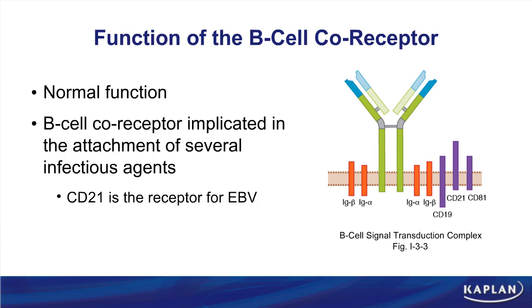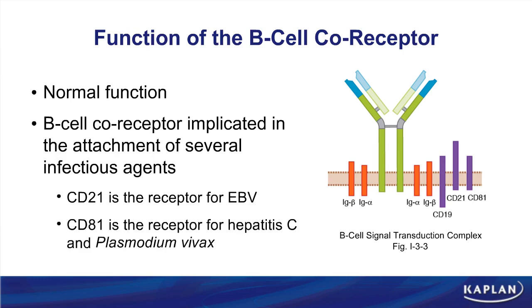CD21 is probably the most high yield, and you really need to know that it serves as the receptor for EBV. That is really the major reason that we see a lot of the symptoms that we do in Epstein-Barr virus, because that virus can get into any B cell regardless of its specificity. CD81 is actually the receptor for hepatitis C virus and also Plasmodium vivax. Although those are not as high yield as CD21, they're probably important to know as well.